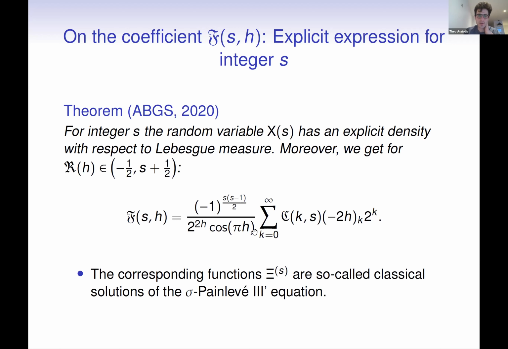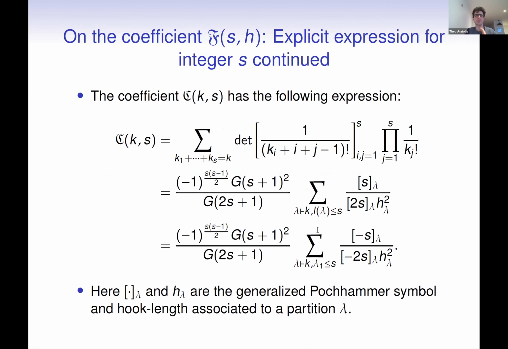And I will tell you in a moment in terms of what you can write this psi s. But let me first give you this combinatorial coefficient. So we can write it as a sum. We have this form here, with some determinant and some factorials, or you can write it in terms of a combinatorial sum, which is very similar.